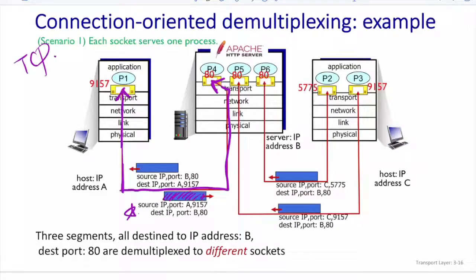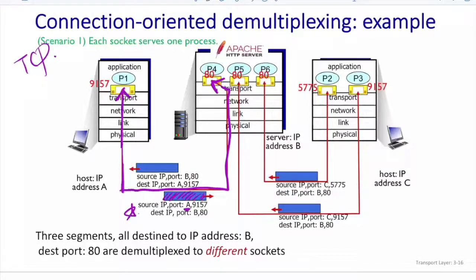Sorry, the source IP is A, and its source port is 9157. Destination IP is B, and the destination port is number 80. So the message will go through this purple line. So at the opposite side, if the transmission is from B to A, the source IP is B, source port is 80. Destination IP is A, the destination port is 9157, right?